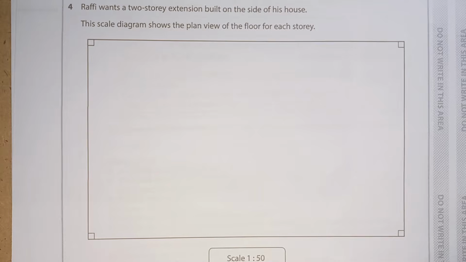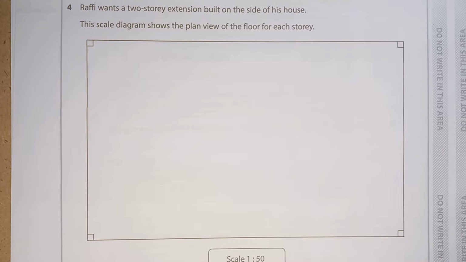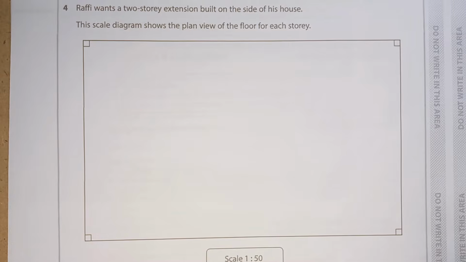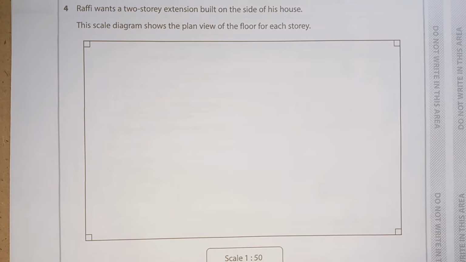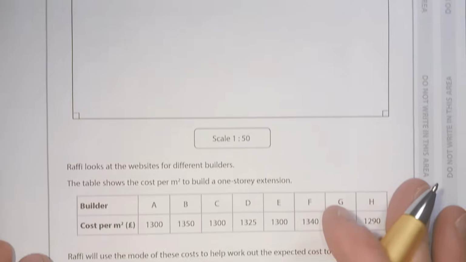Okay, question 4. Rafi wants a 2-story extension built on the side of his house. This scale diagram shows the plan view of the floor for each story. Okay, and we've got the scale is 1 to 50. Okay, so we're just looking straight down on top of it.